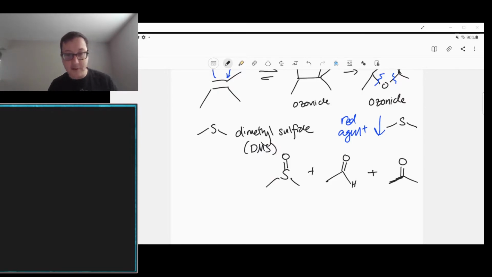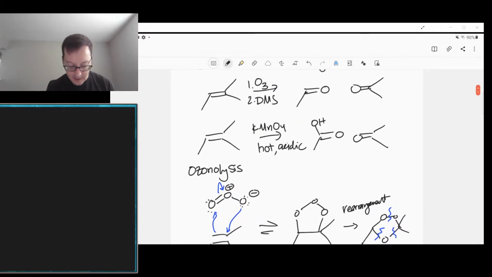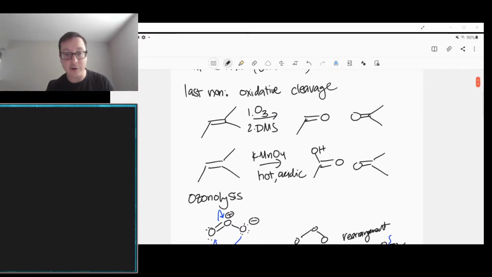Of course, DMSO is a solvent. We can go and use it and do other things with it. The aldehyde and ketone we can isolate and then do whatever we need to do with them. So suffice it to say, you take an alkene, treat it with ozone and a reducing agent like dimethyl sulfide, and you'll end up cleaving your alkene, producing an aldehyde and a ketone, or two ketones, or two aldehydes. It just depends what your double bond is.